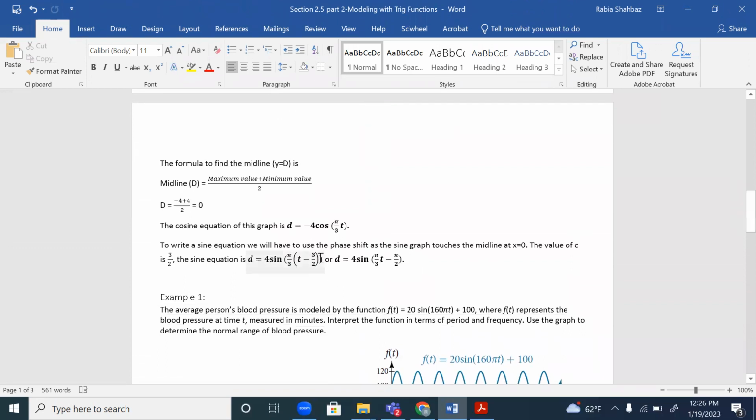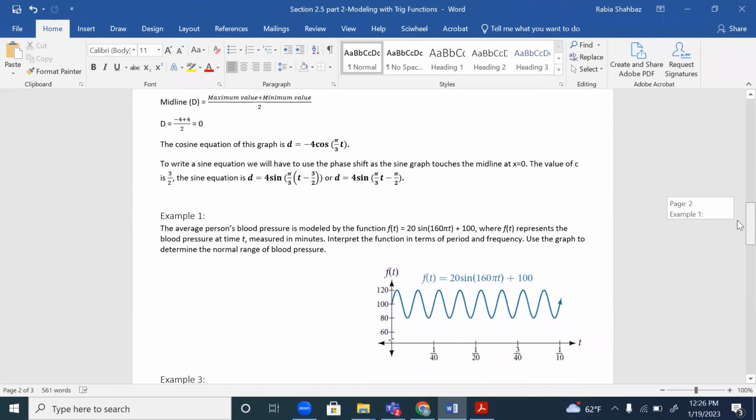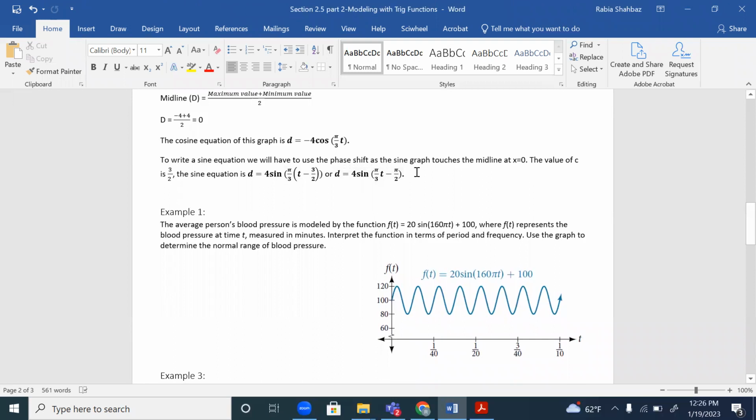So when I write the sine equation, I can keep the b out, and then it's just t minus 3/2, or I can distribute that pi over 3 and my equation will be d equals 4 sine of pi over 3 t minus pi over 2, because pi over 3 times 3 over 2 will simplify to pi over 2. No constant here, so the d value is 0.